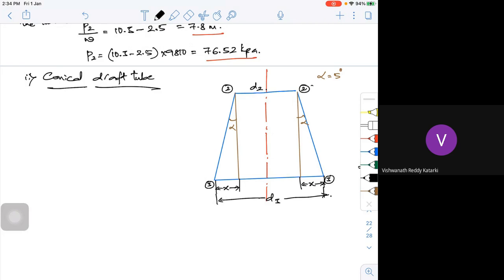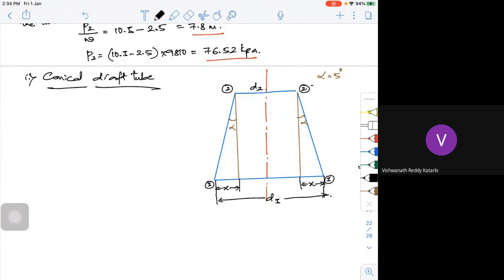What is the cone angle? It is alpha, 5 degrees, and I can find D3. So how much is D2, and how much is D3? D2 is around 0.865 meters. So 0.865 plus 2 times 2.5 times whatever is given for that particular thing.